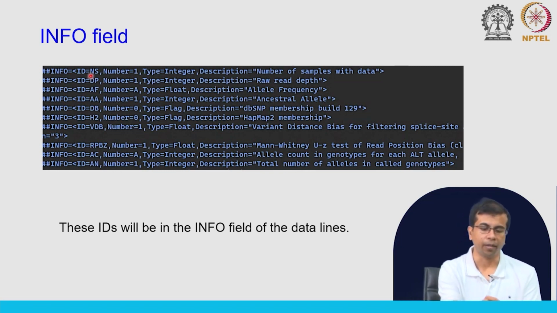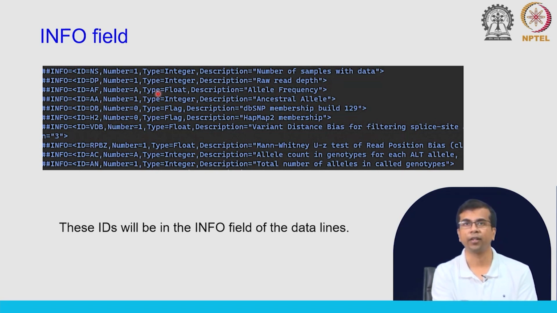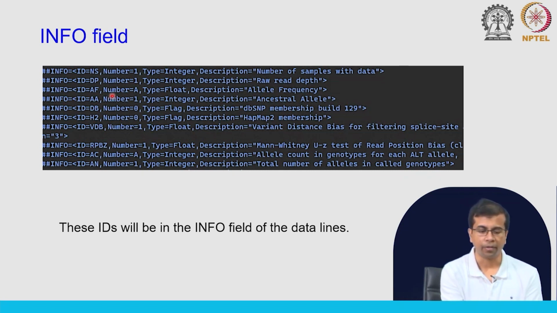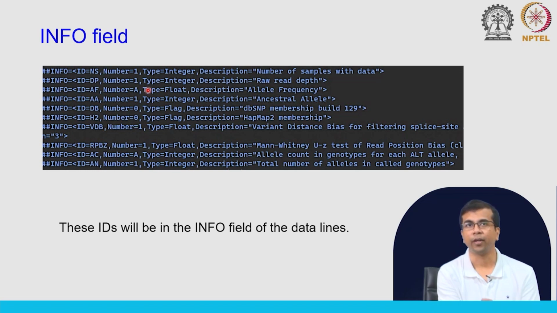This is how this INFO will be defined. Next, you have, for example, ID equals DP, Number equals 1, Type equals Integer, again, description is raw read depth. Here is one example where you can see Number equals A, capital A. So, this is one value per allele. Type would be Float, and the description is allele frequency. As we just mentioned, if you are specifying frequencies, then you will probably use the Float type.